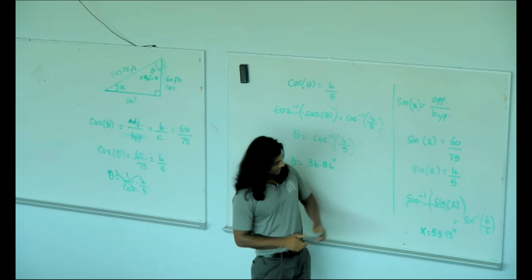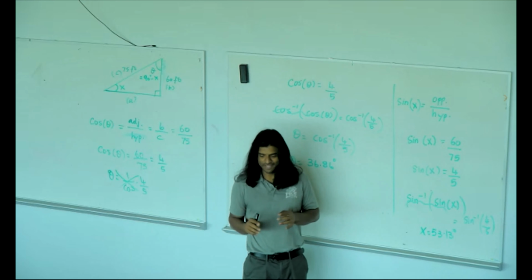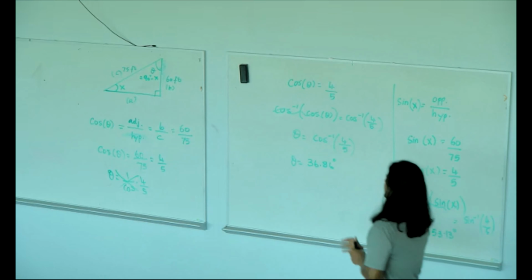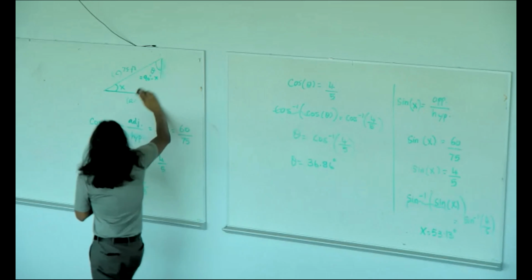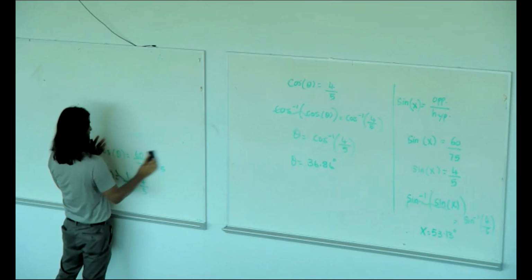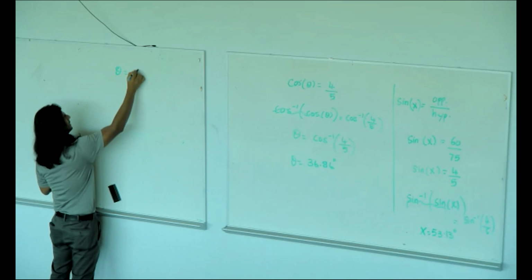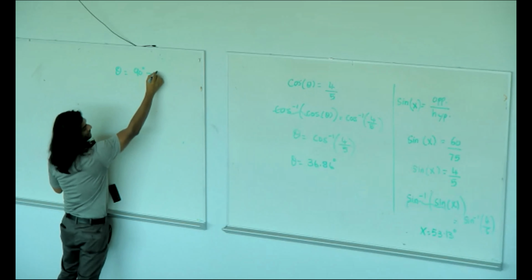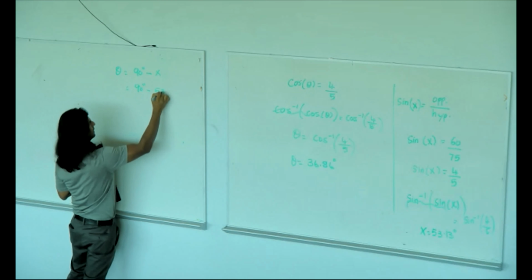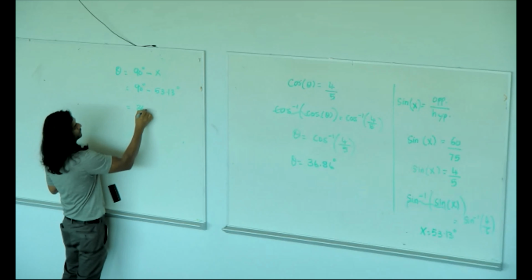Degrees. Is x what we want? No one wants the x. How do we find theta? 90 minus that answer. So theta is 90 degrees minus x. 90 degrees minus 53.13 is 36.87.